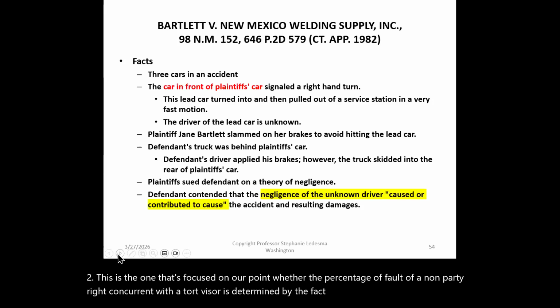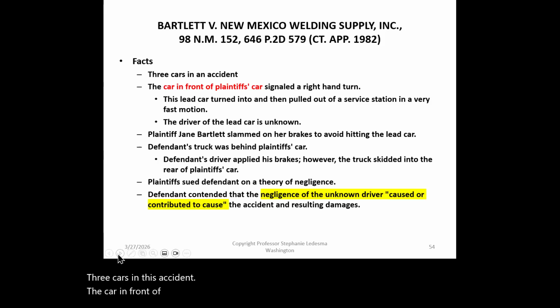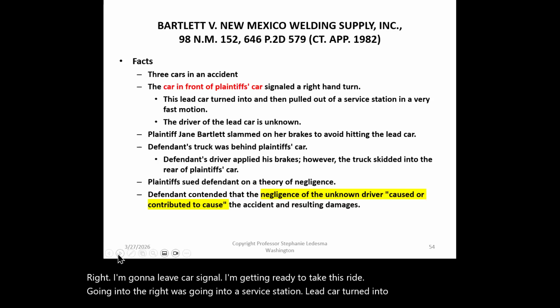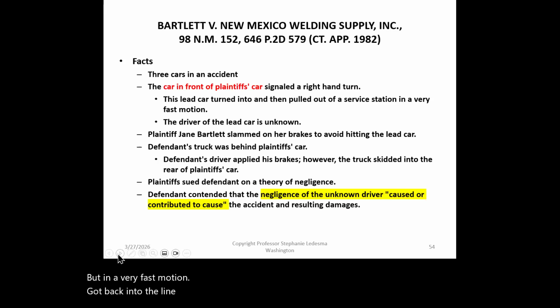Let's take a look. Three cars in this accident. The car in front of the plaintiff's car signaled a right turn. We call that the lead car. The lead car signals, getting ready to take the right into a service station. The lead car turned to the right, but in a very fast motion got back into the line of traffic, in front of the plaintiff's car. Do you see it happening?